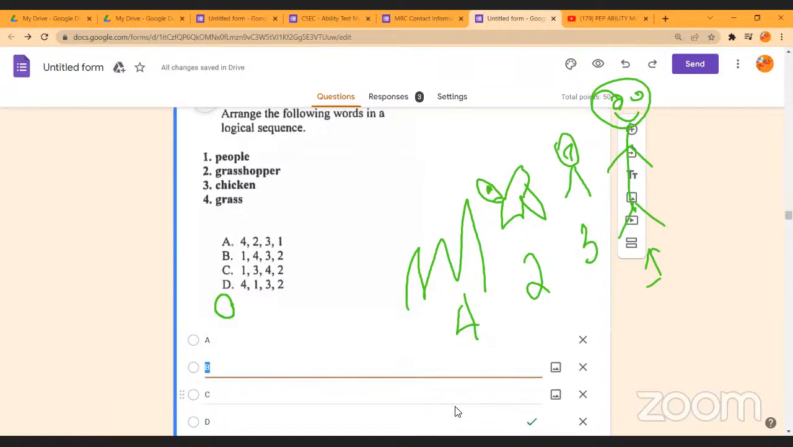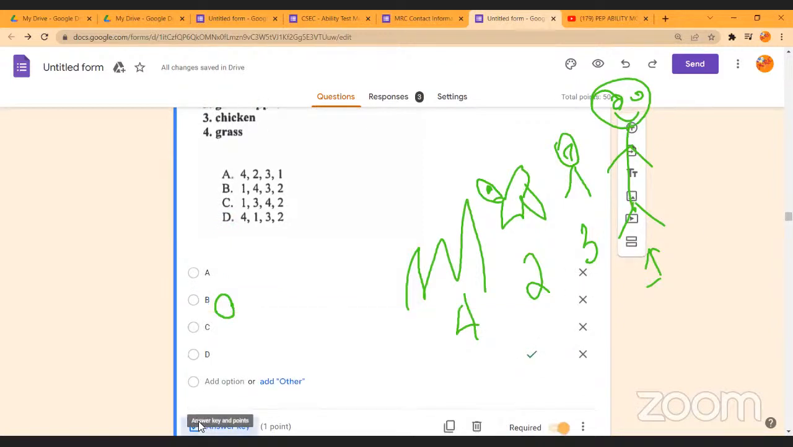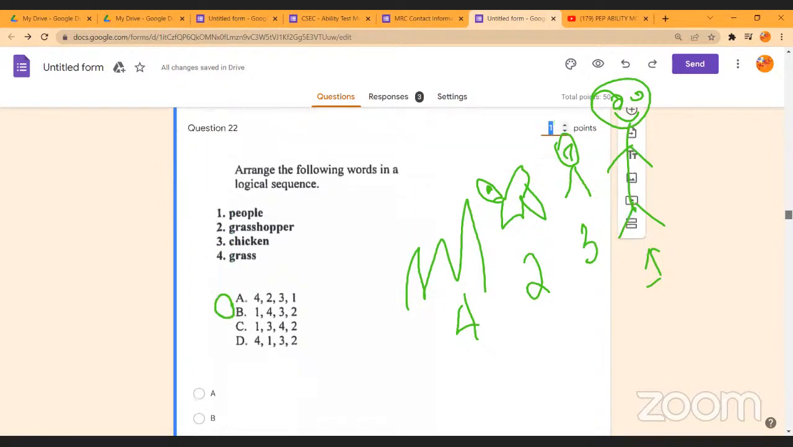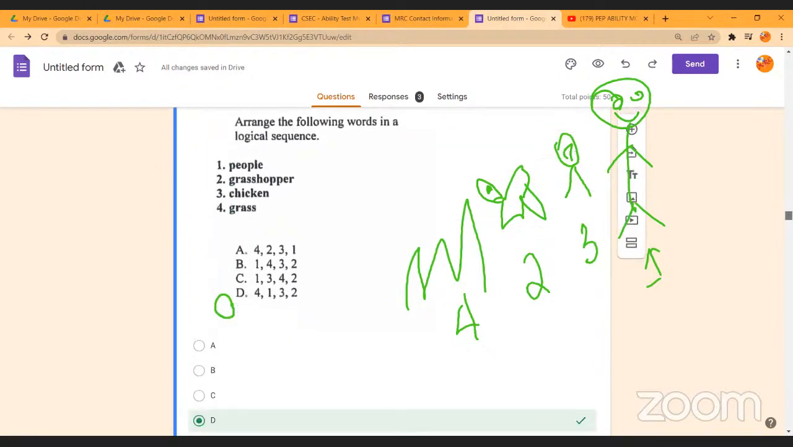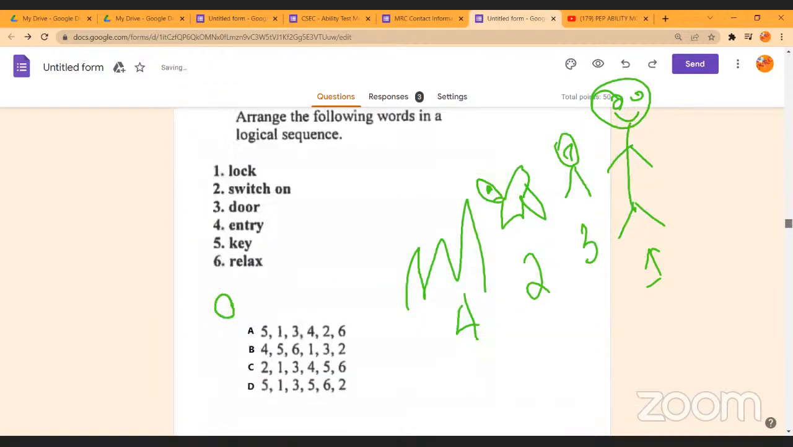So it's 4-2. So the grasshopper eat the grass and the chicken eat the grasshopper. So it's 4-2-3-1 is A. All right, thank you for that, Tiana. It's a good thing that you said that. All right, so I can make the adjustment. So you have gotten now 40 out of 50 now, Tiana. Is it 40? Let me make the adjustment and then it will tell me. So the answer is A and not that.